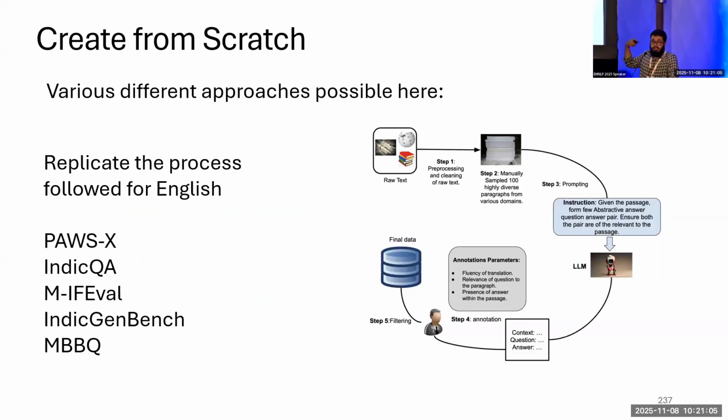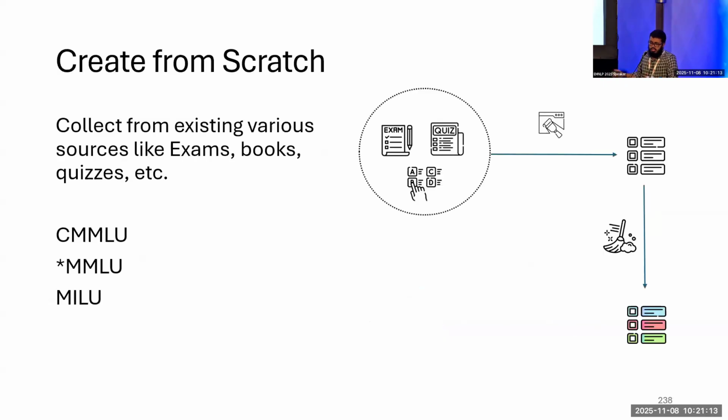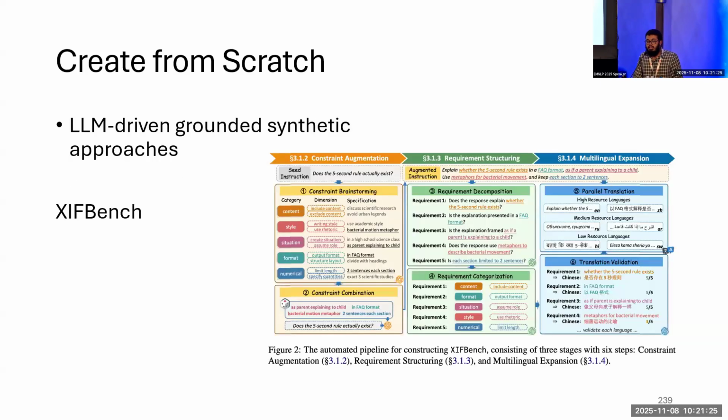You can either replicate the exact process that the English folks had used to create their benchmarks, and these are some of the efforts that have done that. Second, you can collect these benchmarks from various existing sources, like how MMLU and various versions of MMLU that have come out for different languages have done. And you can use some sort of LLM-driven grounded synthetic benchmarking approaches.